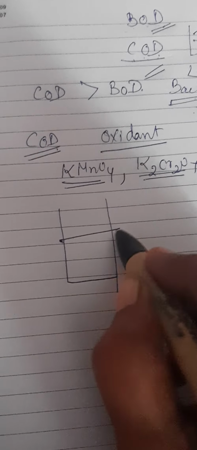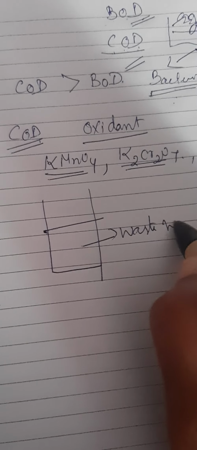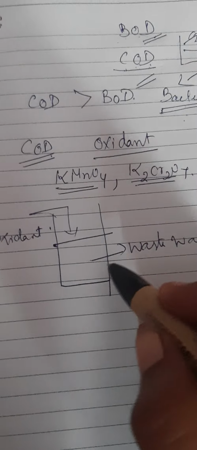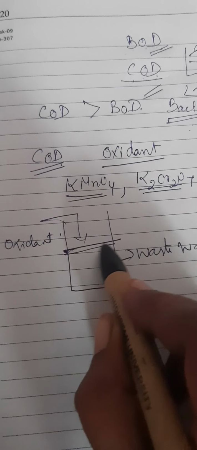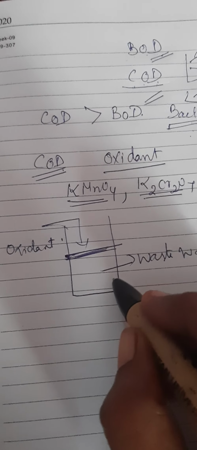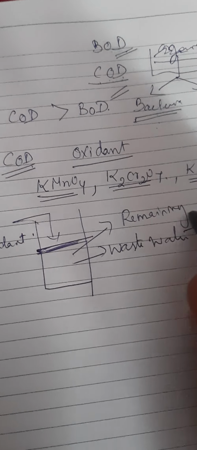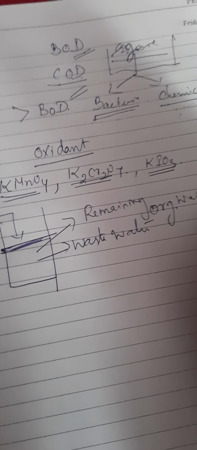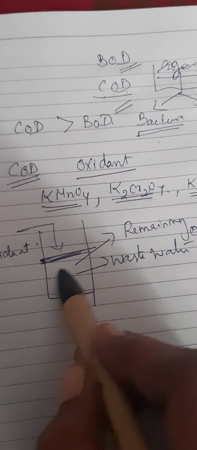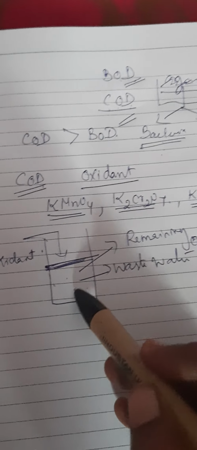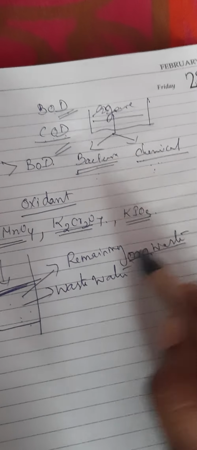To measure COD, a known amount of sample is taken. Sample means wastewater. To this, excess of oxidant is added, and kept. The reaction is allowed to take place for some time, and then the remaining organic wastes after treatment is measured. So before treatment, how much waste is present in it is also measured, and after that oxidant is added. After oxidation, the amount of organic waste that is remaining is also calculated.